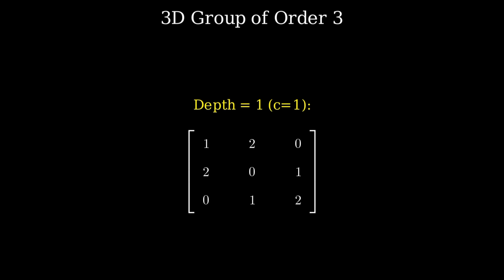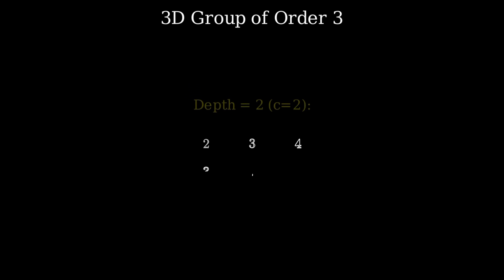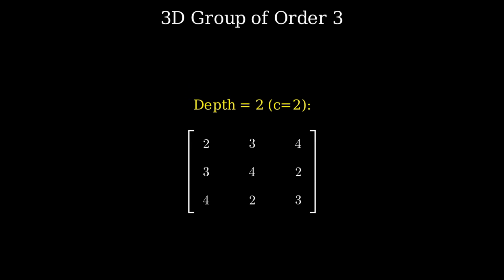For depth equals 2, where C equals 2, we add 2 to every entry of the first slice, then take mod 3. Starting with 2, 3, 4, 3, 4, 2, 4, 2, 3, we apply mod 3 to get 2, 0, 1, 0, 1, 2, 1, 2, 0. The final 3 by 3 by 3 tensor consists of these three slices stacked together.